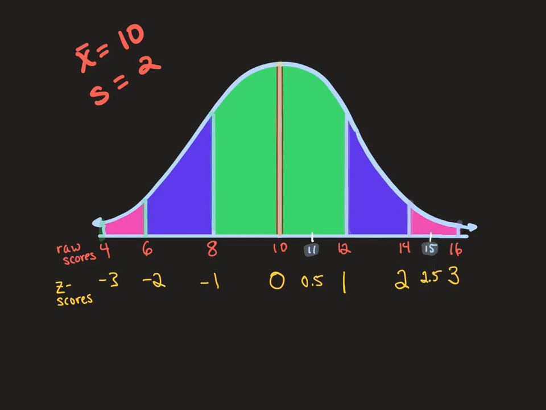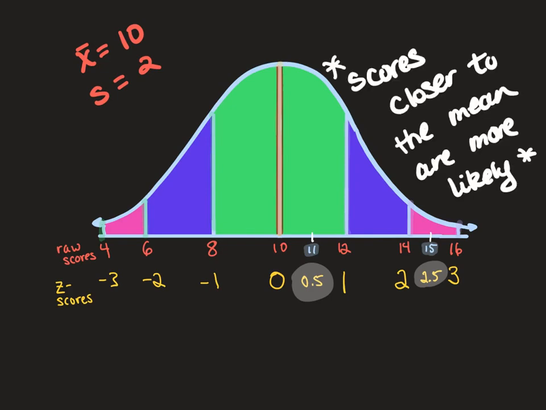We already noted that the score of 11 is more likely to be selected at random because it has more occurrences. That's because it's closer to the mean. You'll also note here that it has the smaller z-score in absolute value relative to the raw score of 15, which had the higher z-score. When we're trying to decide which raw score is more common or more likely to be randomly selected, it will always be the one that is closer to the mean. Another way of saying this is that it will always be the score that has the smaller z-score in absolute value.